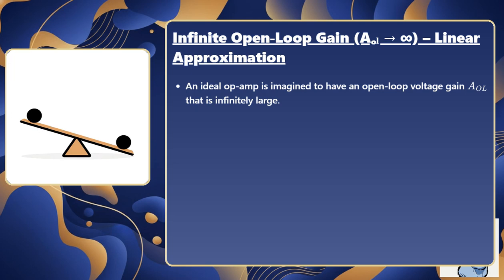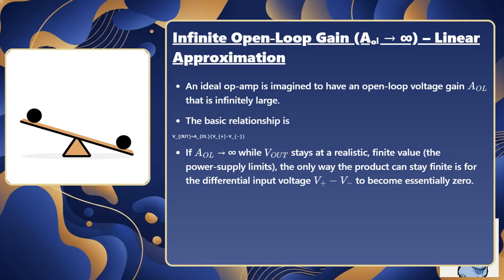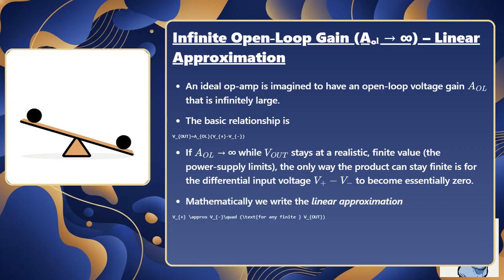An ideal op-amp is imagined to have an open-loop voltage gain, A_OL, that is infinitely large. The basic relationship is V_out = A_OL (V+ − V−). If A_OL tends to infinity while V_out stays at a realistic finite value, the power supply limits. The only way the product can stay finite is for the differential input voltage, V+ − V−, to become essentially zero. Mathematically, we write the linear approximation V+ ≈ V− for any finite V_out.